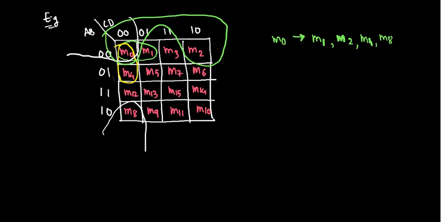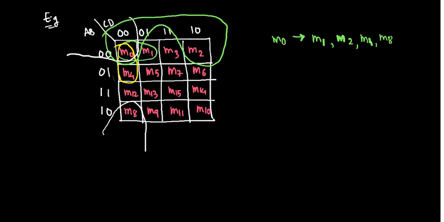Is this okay? Look here, it should differ by only one. How many variables should it differ in? Only one variable. If you are making a group of two, look at m0 and m1, how many variables are they differing in? A, B, and C remain constant. D is differed. So m0 and m1 are adjacent.